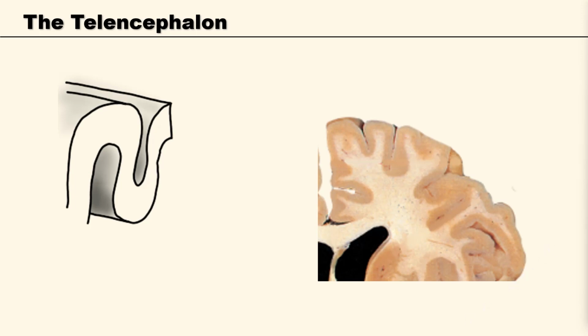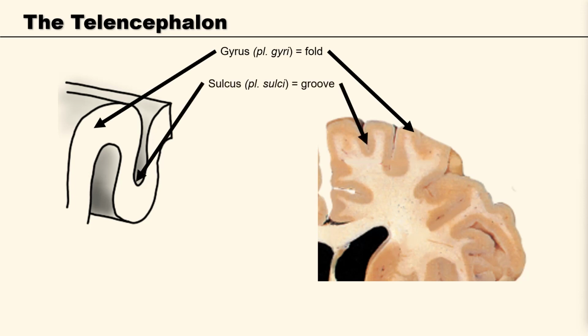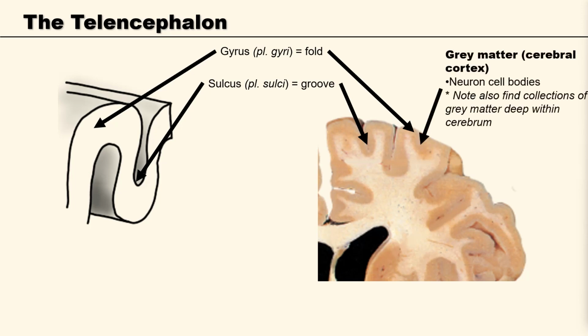Remember, these squiggles and wiggles have names. The rounded areas are called gyri, and the grooves are called sulci. The outer ring of grey matter is called the cerebral cortex. This is the region where we find neuron cell bodies and billions of synapses. Areas like the thalamus are also grey matter bodies, but these are not cerebral cortex. The name cerebral cortex is reserved for the grey matter crust of gyri and sulci.